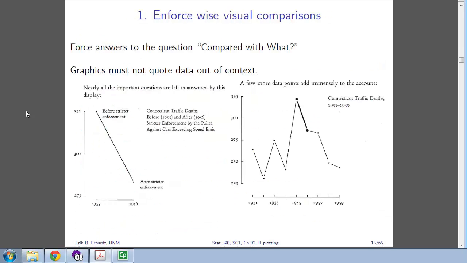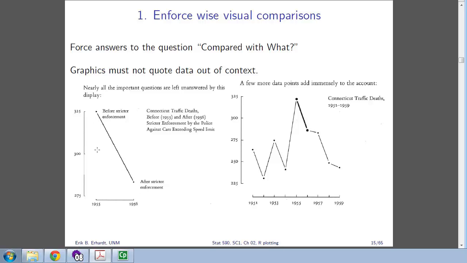So, enforce wise visual comparison, number 1. On the left we see 2 axes. We've got a horizontal axis and a vertical axis. The horizontal axis doesn't have a label, but these are years. And the vertical axis also isn't labeled, but is in this key over here. It says Connecticut traffic deaths. So in the state of Connecticut, we have over 2 years, we have before stricter enforcement and after stricter enforcement.